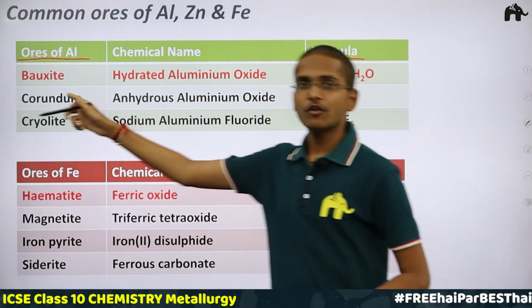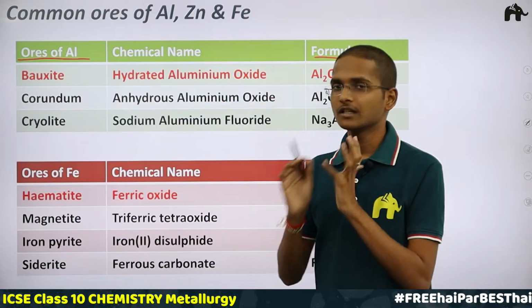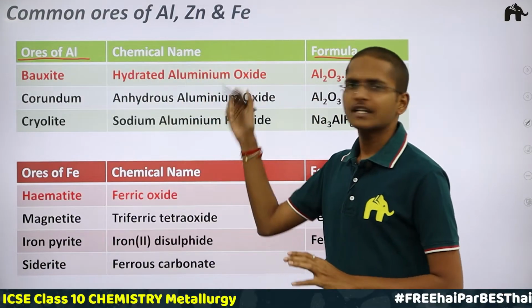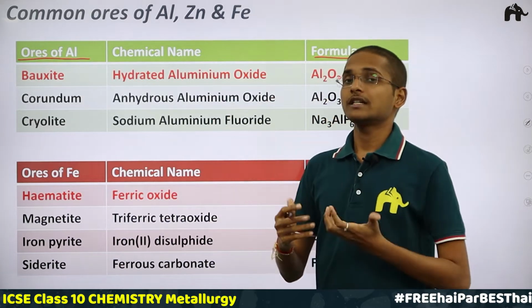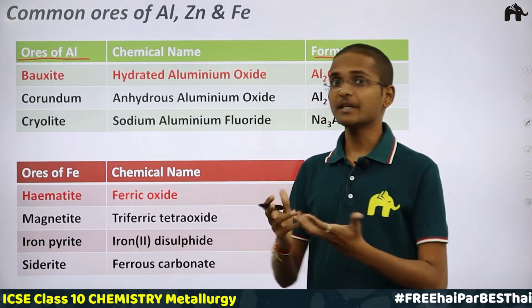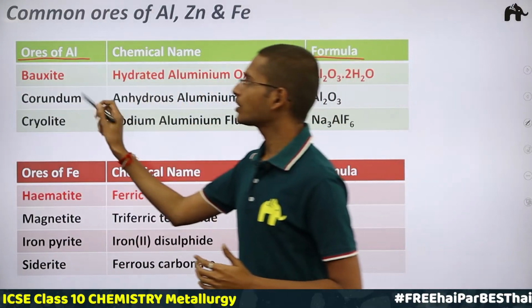So bauxite, I have already told you the example in the mineral itself, and yes, it's very important, you have to learn it, remember it. In fact, you have to learn and remember all the ores which you are seeing on the screen, because they may be asked in your exams. It's very important. So starting from the common ores of aluminium, first is bauxite.